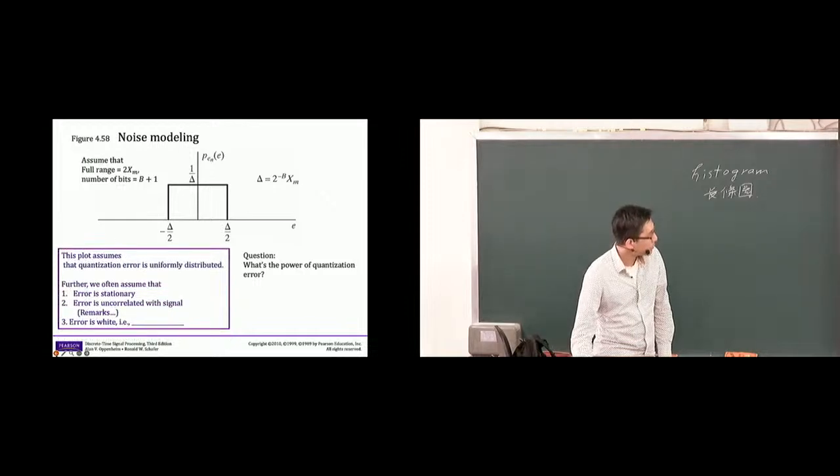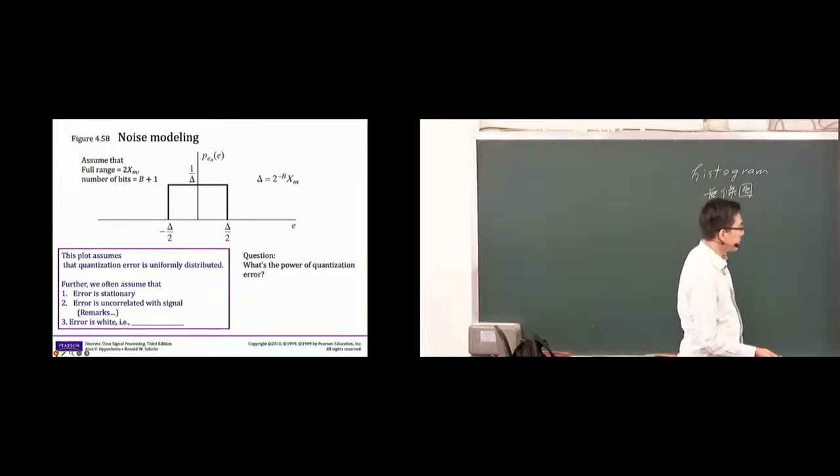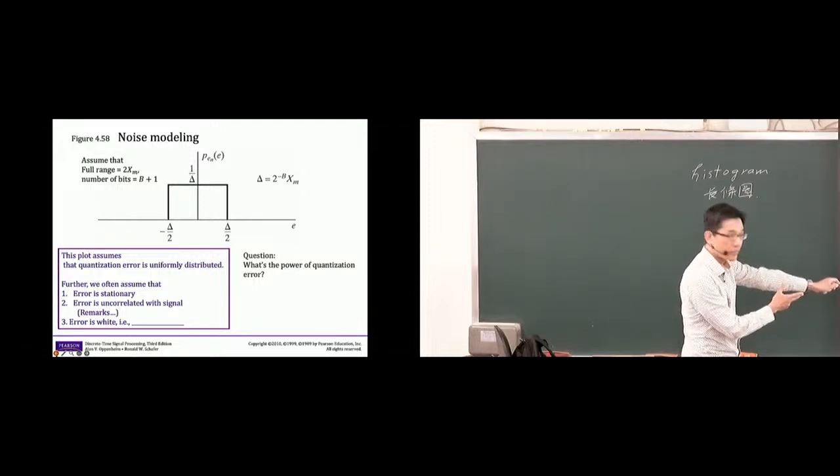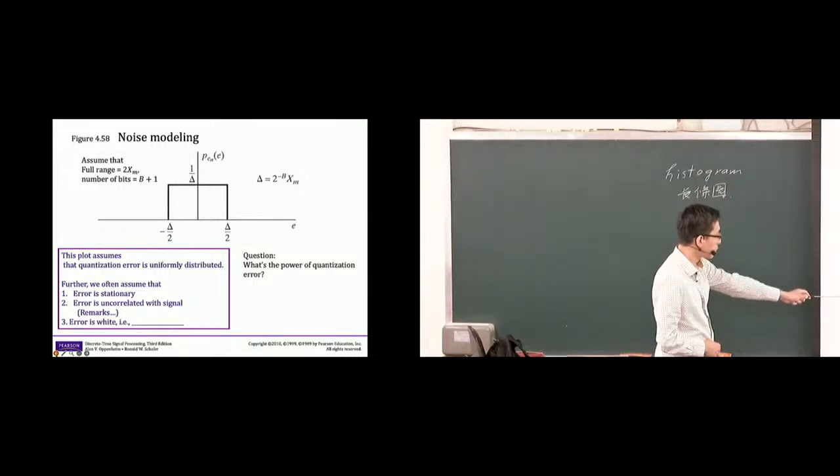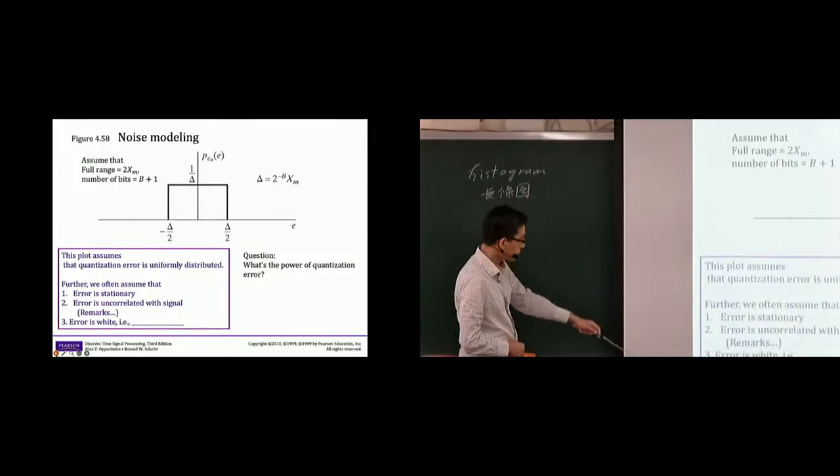And now, so to summarize, this plot, when we look at it, assumes that quantization error is uniformly distributed. At least this would be a good simplification. Okay, but further, we often also assume a few additional points.